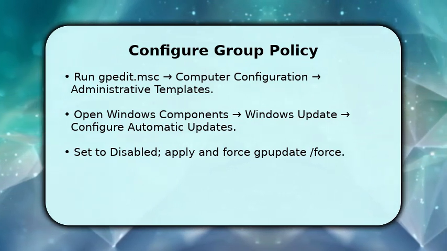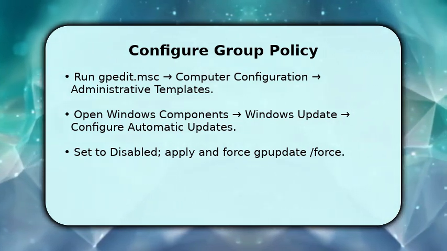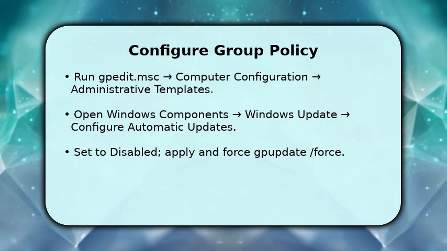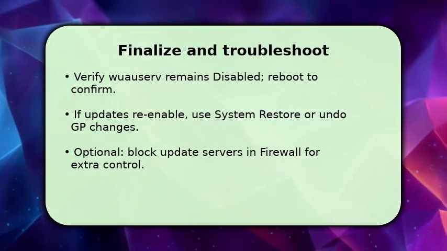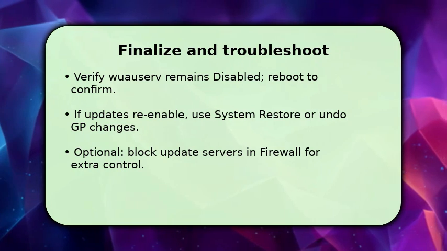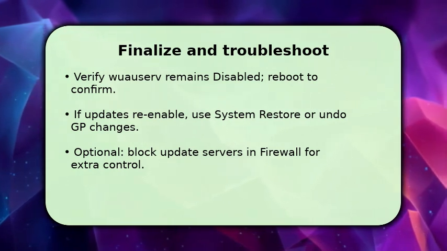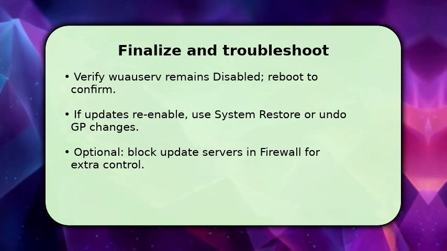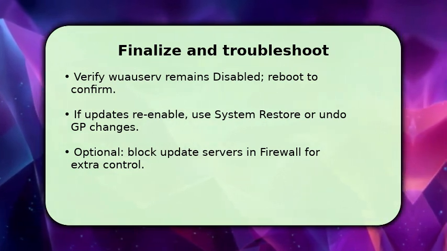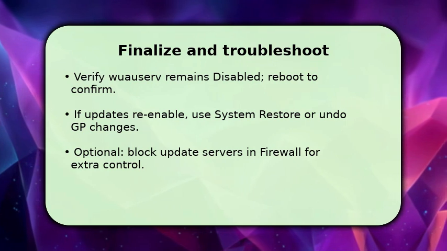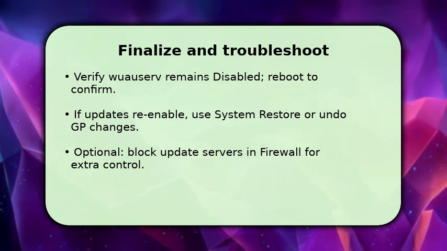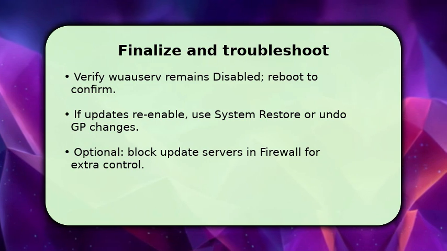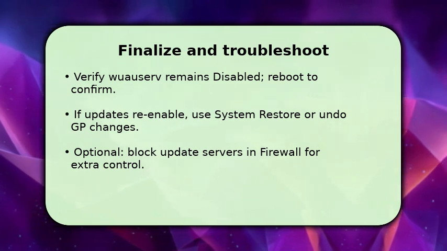Make sure to finish by confirming your changes survive a reboot. Open services.msc, and ensure Windows Update is disabled, then restart and check again. If Windows silently re-enables updates, immediately run System Restore to your saved point or reverse the group policy changes and reapply the service stop. As an optional extra layer, block common Windows Update endpoints in Windows Firewall to prevent downloads.